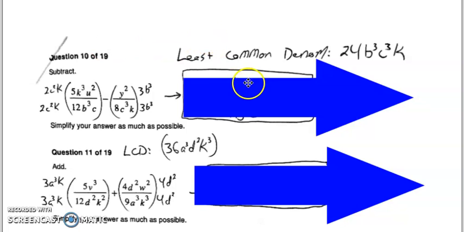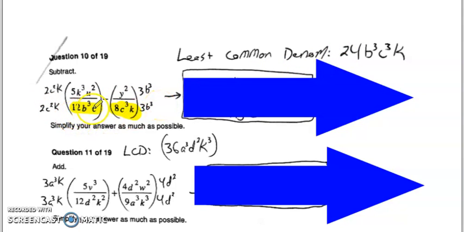For each one of these, you have to find the least common denominator. But here my denominators are 12b3c and 8c3k. I want to figure out what denominator would make both of these happy. Basically, what can I turn both of these denominators into so that they would match? And I'm only using multiplication. Easy way to do that, start off with the numbers. 12 and 8, those both go into 24. I could multiply 12 by 2 and 8 by 3.